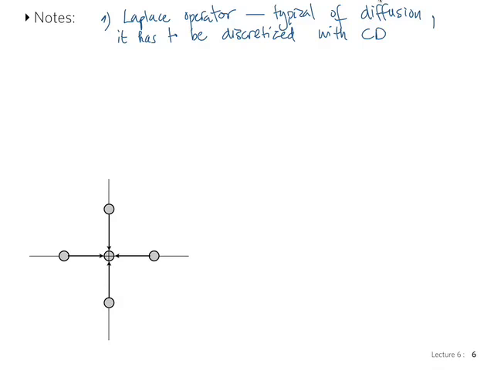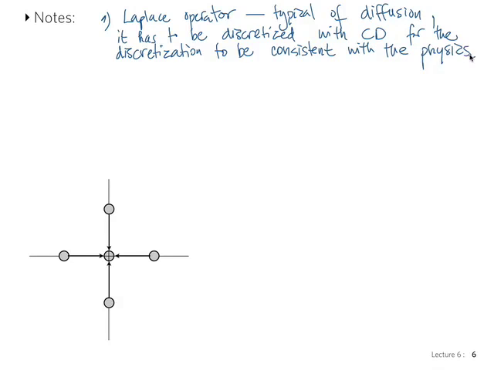So in this case, the diffusion phenomenon is isotropic, and so we have to use central differences for the discretization to be consistent with the physics. That's our first commentary.